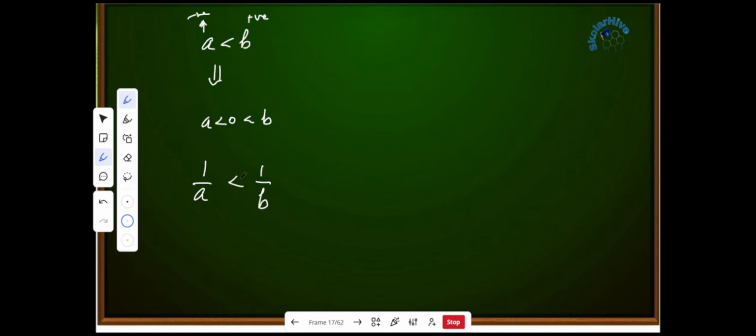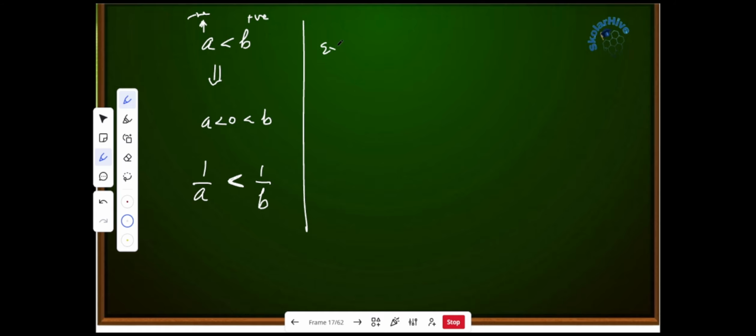So here in this case we can foresee, because whatever value we take, the reciprocal of 1 by A will be negative only, because A is smaller than 0, meaning it is negative. So 1 upon A is also negative. As B is positive, 1 upon B is also positive. So the sign of inequality won't change.